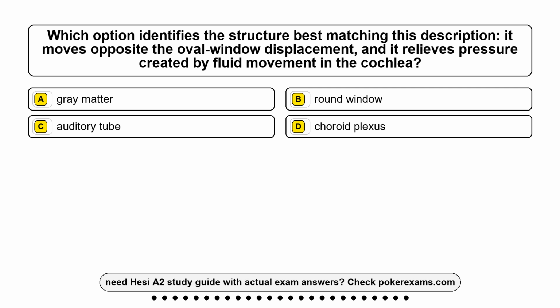HESI A2 Ear Anatomy Questions. Question 1. Which option identifies the structure best matching this description?